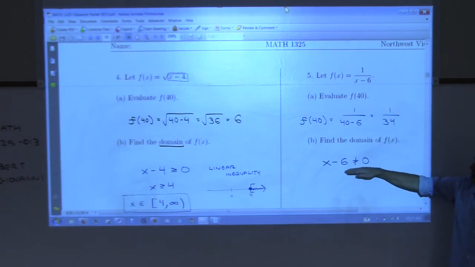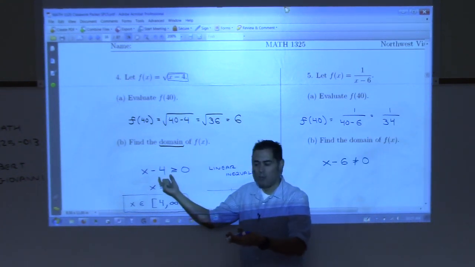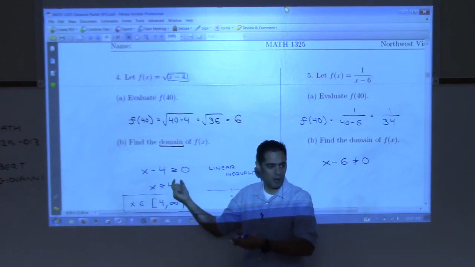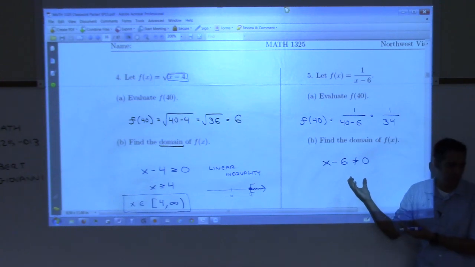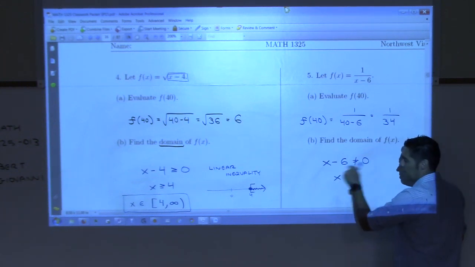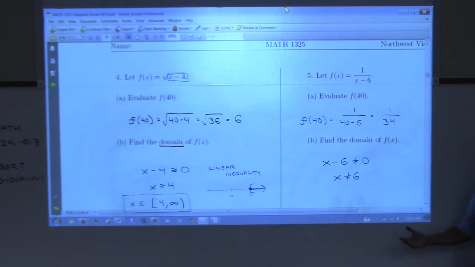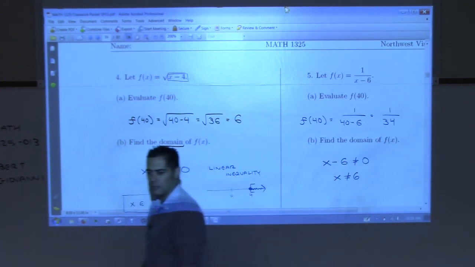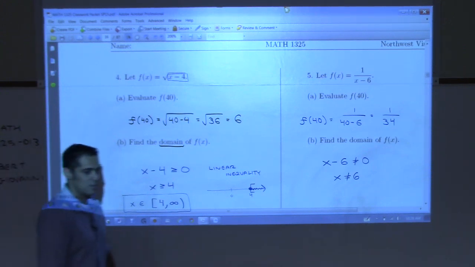So this is a little different than this one because in this one we wrote down what we needed to happen, right? We needed x minus 4 to be bigger than or equal to 0. Over here, when we were talking about domain, we're actually telling you what we don't want it to be. We don't want x minus 6 to be 0. That means that if you add 6 to both sides, we don't want x to be 6. But how are you going to write that answer in interval notation? Because I want your answers in interval notation. It's going to be a union. You're going to have 2 sets.